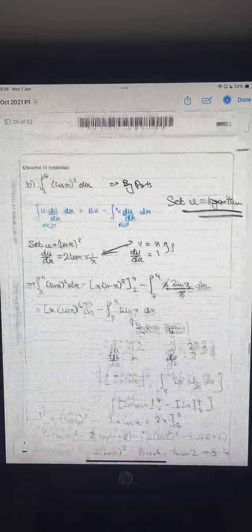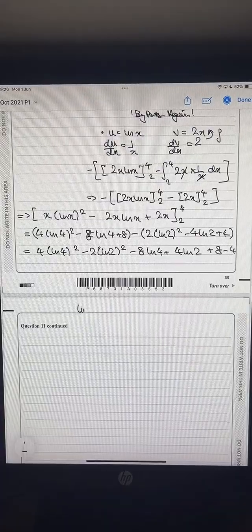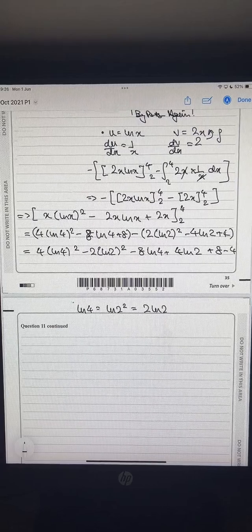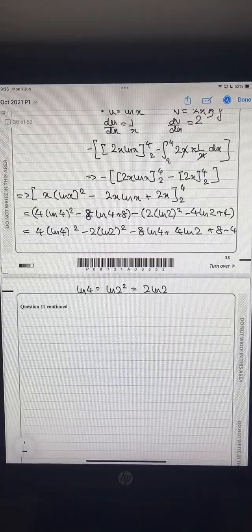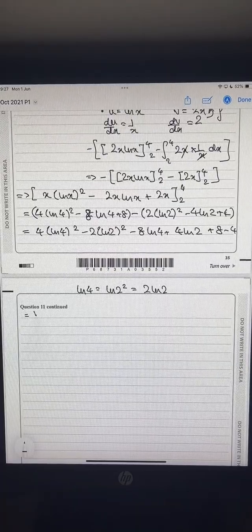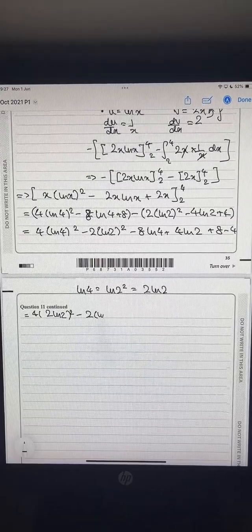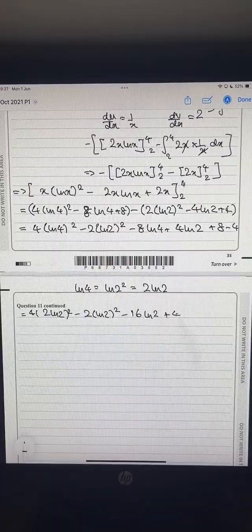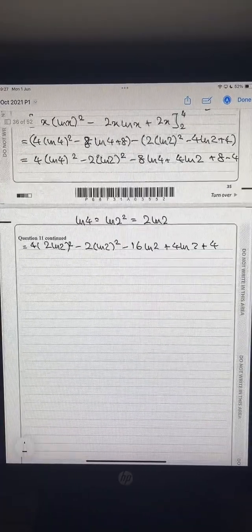Okay, now I need to get ln 2 in my log. So how am I going to get ln 2 in my log? I'm going to use a log law. I need to rewrite ln 4 somehow. Well, I know that ln 4 is equal to ln 2 squared, which is equal to 2 lots of ln 2 by the power log law. So I'm just going to rewrite it like that. So that's going to be equal to 4 lots of 2 ln 2 whole squared minus 2 ln 2 squared minus 8 times 2 is 16, so 16 ln 2 plus 4 ln 2, and then 8 minus 4 is 4, so plus 4.